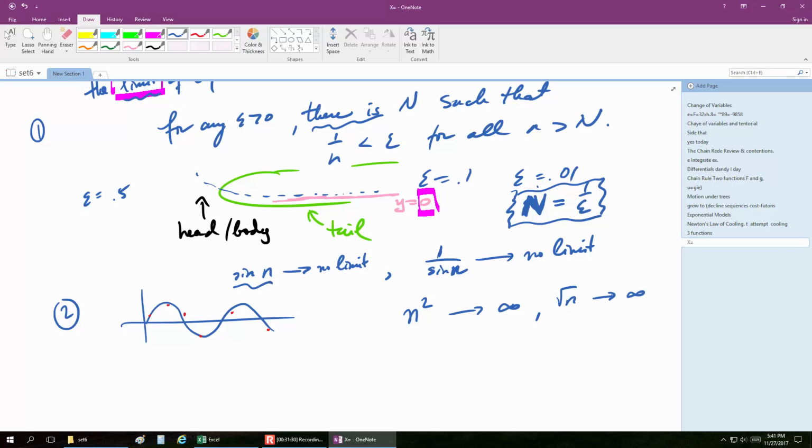A polynomial? No, simpler. That oscillates like this. Okay, let me plot it for you. What is the sequence? Cosine? No. Simpler. This is 1, this is -1. What is this?